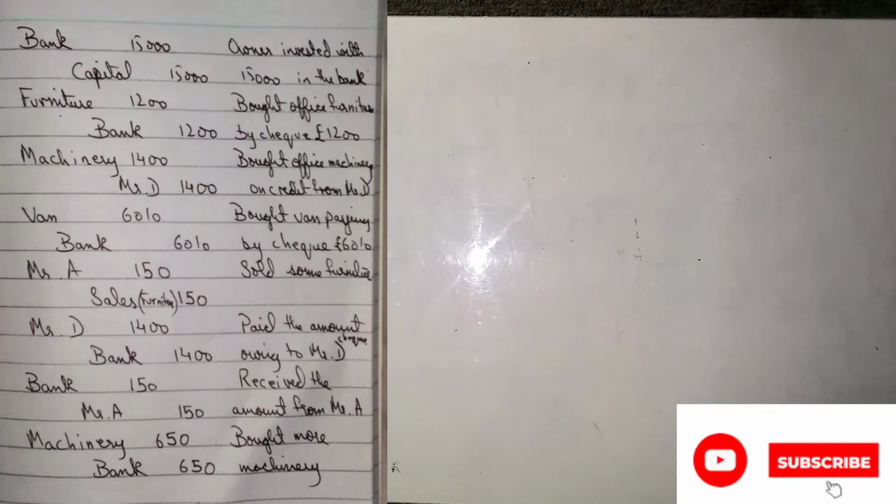And then we bought more machinery. Again, we bought machinery. This time we paid the money. So we are not writing any creditor's name. We will write machinery to bank. Instantly at that time we paid the money. When we bought the machinery, we paid the money. So machinery is going to be on the debit side and bank on the credit side.